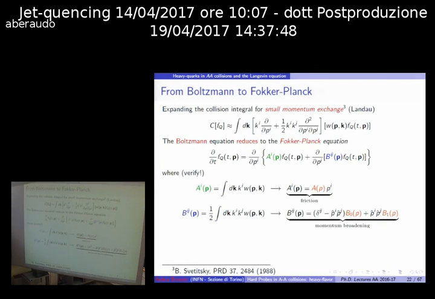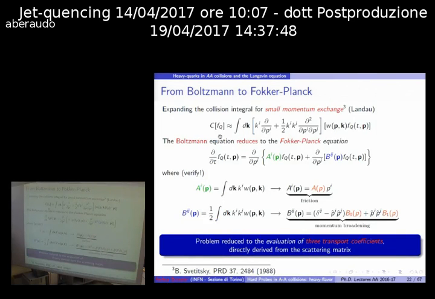Fokker-Planck equation, which is expressed in terms of this quantity. So they are given by the first and the second moments of the transition rate. And in the case of an isotropic medium, clearly the only possibility to build a correct tensor structure for this object is to factor out a dependence on p_i and a dependence on these longitudinal and transverse projectors. So at the end, your Fokker-Planck equation is expressed simply in terms of these three transport coefficients, which are scalar functions, which in general can also have a dependence on the particle momentum. So the problem is reduced to the evaluation of these three transport coefficients, which in principle can be directly derived from the scattering matrix.